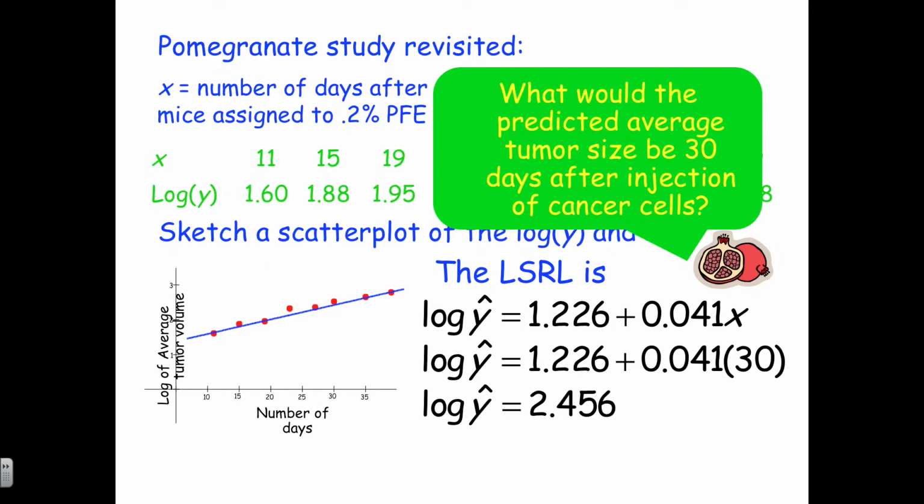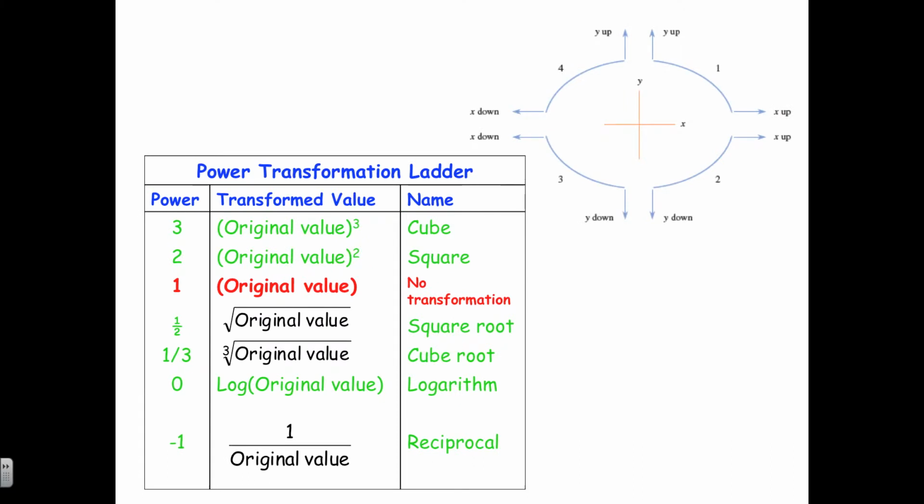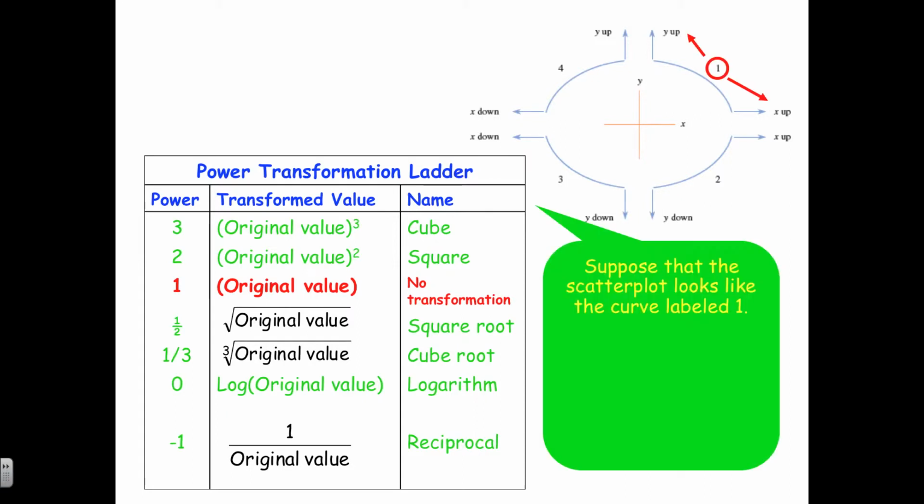I need to take the anti-log of both sides. In other words, I want to know if I take 10 to that power, what is it worth? And that would be 285.76 cubic millimeters. That ladder can be used to determine what transformation would work best.